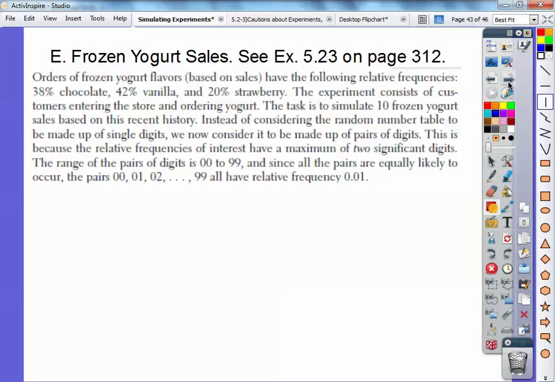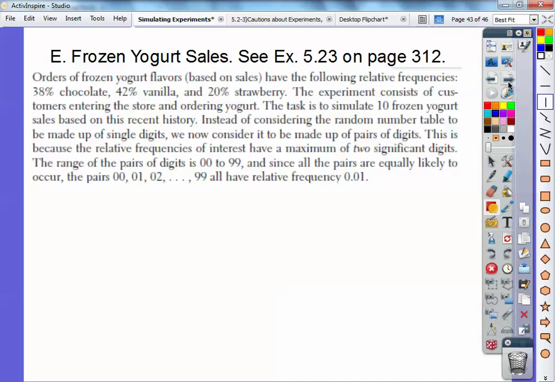Orders of frozen yogurt flavors based on sales have the following relative frequencies. 38% are chocolate, 42% are vanilla, and 20% are strawberry. The experiment consists of customers entering the store and ordering yogurt. The task is to simulate 10 frozen yogurt sales based on the recent history.